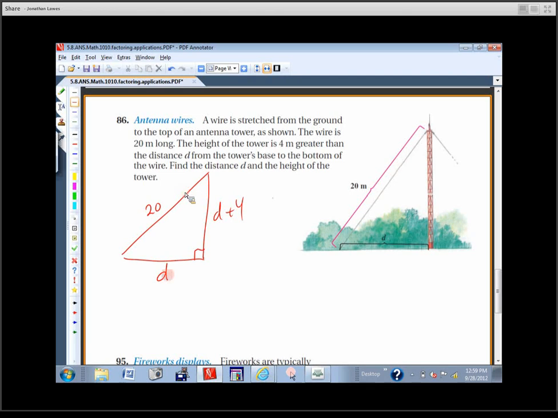Okay, you're on the right track. Let's make sure we say it right. You can square the two legs, add that together, and it should equal the square of the hypotenuse. So you might remember a squared plus b squared equals c squared. These are the legs, and this is the hypotenuse. So that means d squared plus the other leg squared, which would be d plus 4 quantity squared. Make sure you put that in parentheses, equals 20 squared.